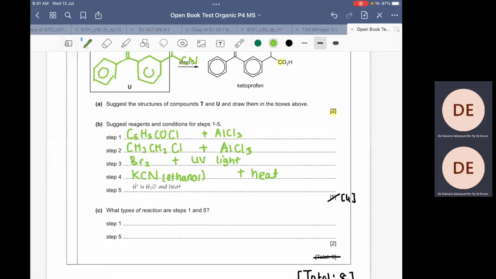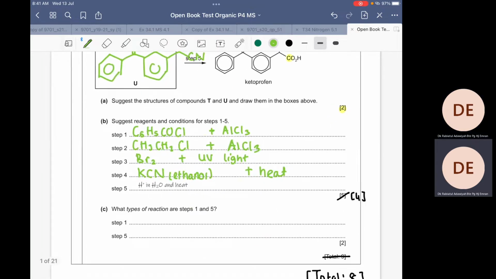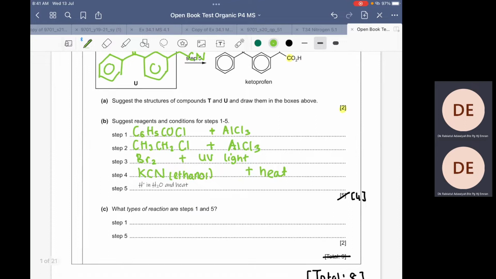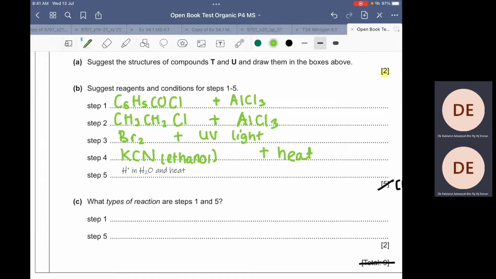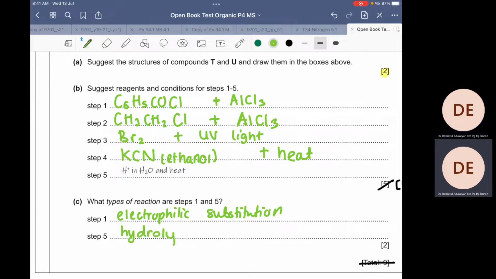Types of reactions. Step 1. Acylation is not a type of reaction. That's just the simplest way of seeing a reaction. But when they ask you for the type of reaction, you will write down the full mechanism. It's electrophilic substitution. And as mentioned just now, step 5 is hydrolysis.